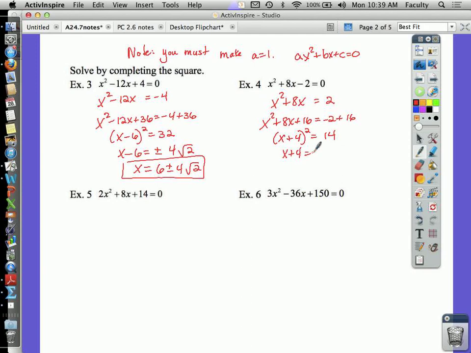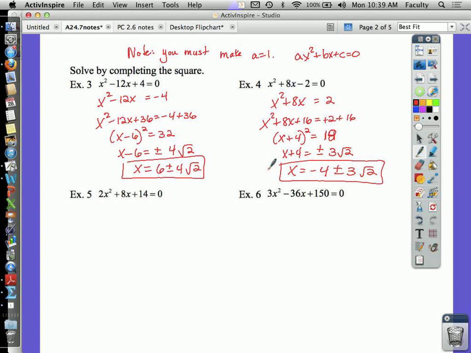Mrs. McInerney, how did we get the -2? Yeah, it's a positive 2. Oh, thank you. Thank you. So then this is plus or minus, and then the square root of 18, since that's 9 times 2, would be 3 square root 2. Subtracting the 4, I get x is -4 plus or minus 3 square root 2.